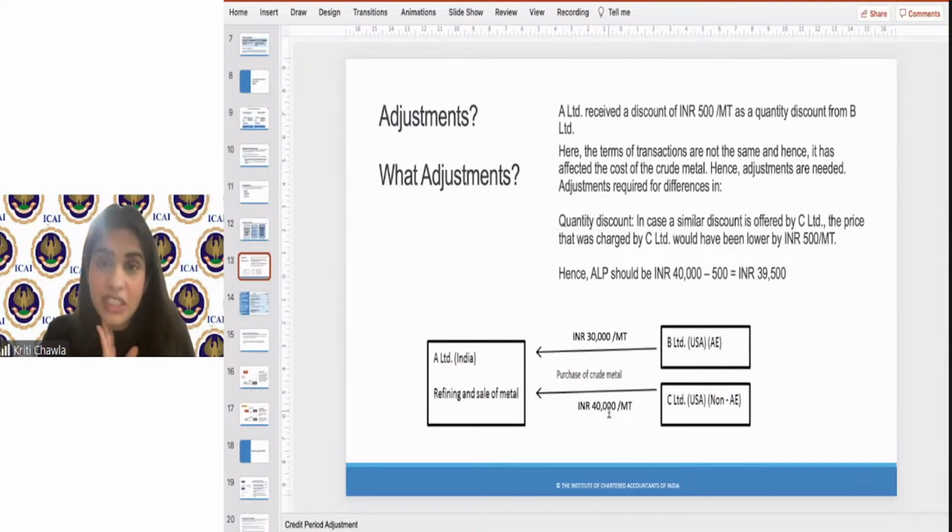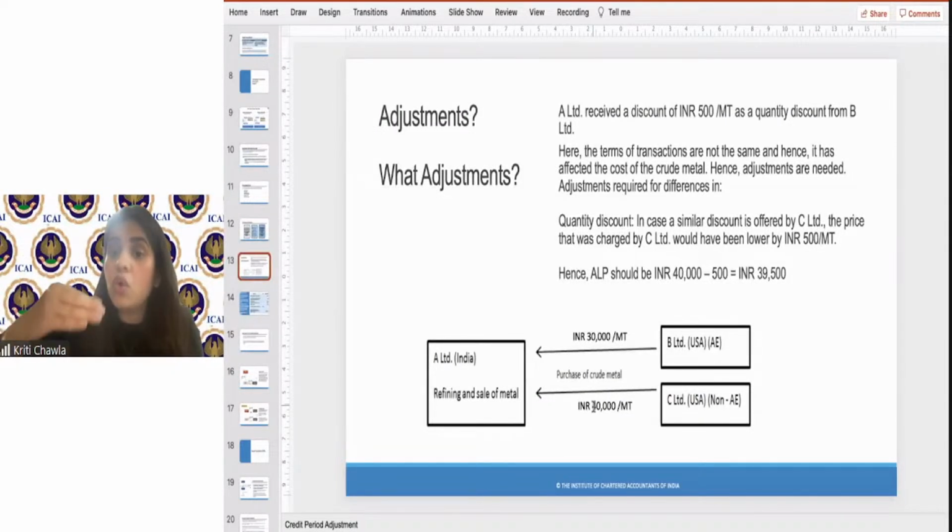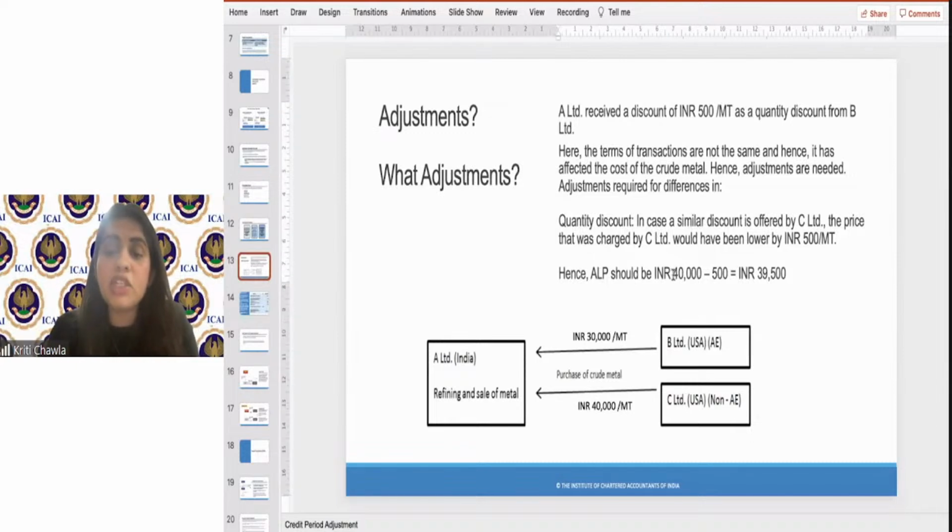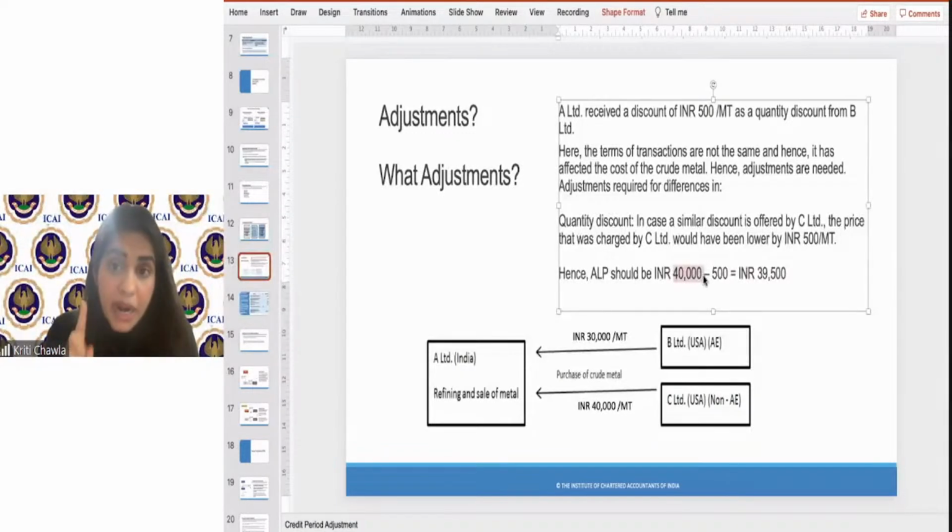But then when we use 40,000 rupees as the ALP, we realize that there should be an adjustment to be made, because they are offering B Limited a quantity discount, and they're not offering that quantity discount to C Limited. So we can use 40,000 rupees as the ALP, but then we'll have to adjust it to also give them a quantity discount. So that basically means that the ALP should be 40,000 rupees, but we'll have to adjust it and make it similar to what the related party situation is doing.